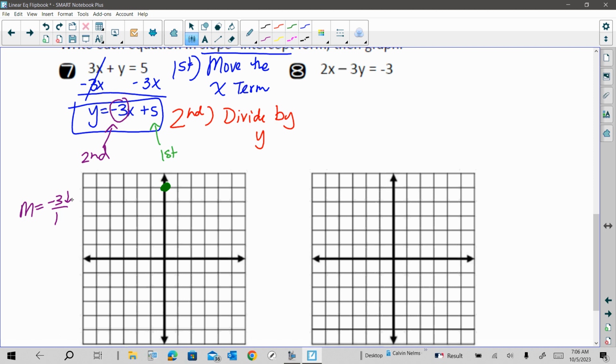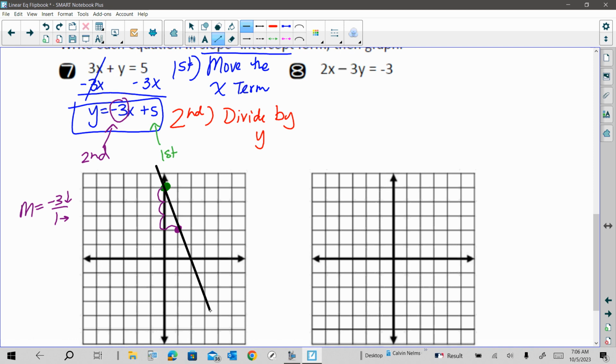So I would have to go down 3 to get a negative and to the right to get a +1. So I'm counting from this point down 3, 1, 2, 3, and then to the right 1. And there's my additional point. And then we're just going to draw a line through them. I'm just going to do my line tool here. And we're just drawing a line through those points. And then there's our graph.